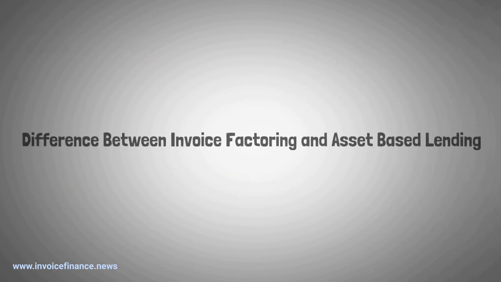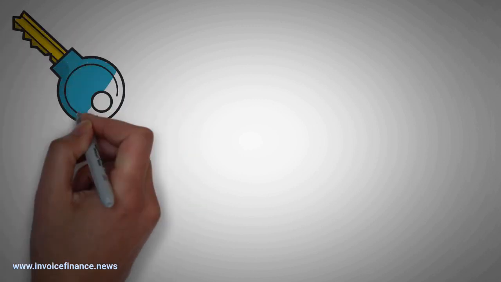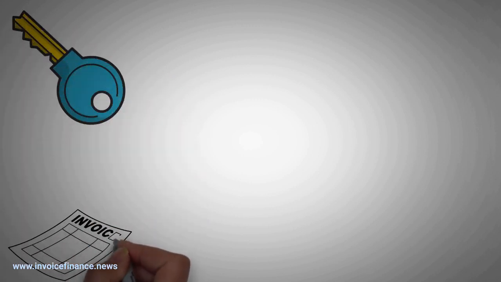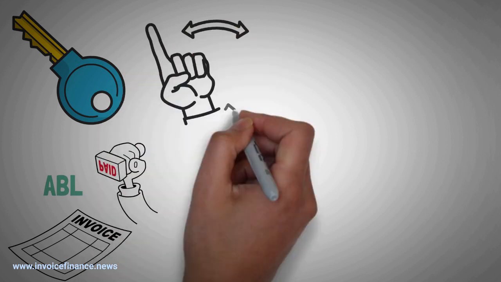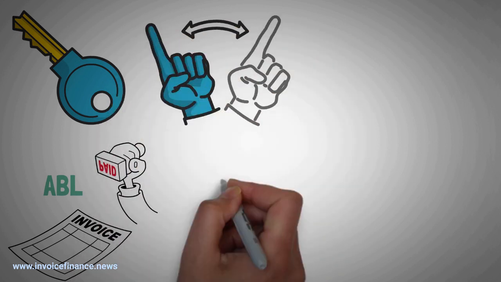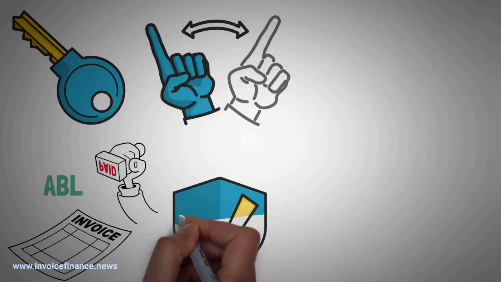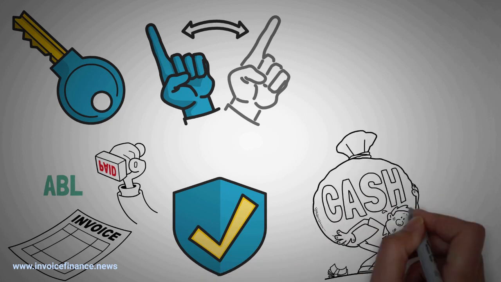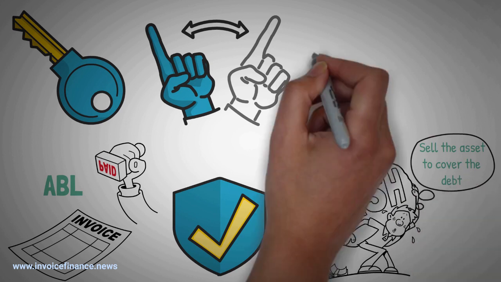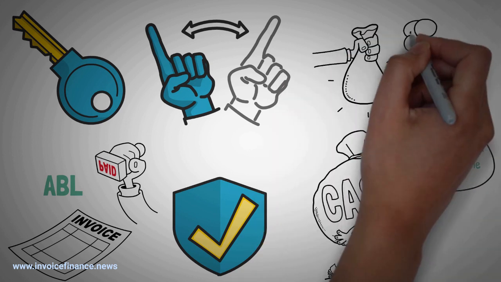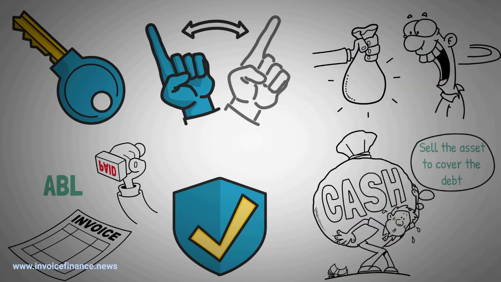Difference between invoice factoring and asset-based lending. The key difference between these two forms of financing arrangements is that an invoice financier involved in factoring will buy unpaid invoices. In the case of ABL, the assets are not bought. Instead, security is taken against the assets. In the event of bad debt, a company will be obliged to sell the asset to cover the debt. The asset will be insured and the benefits of the insurance policy assigned to the lender.